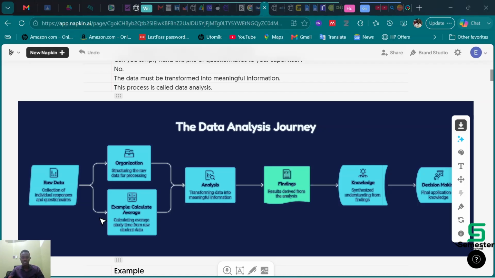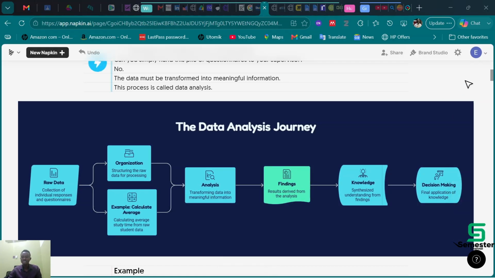You organize them, you clean, and then you start your analysis, where you transform your data into meaningful information. All right. Now, the information you gain after your analysis is what we call the results. The results you gain from this analysis will then give you knowledge. The knowledge is when you synthesize your results or your findings, right? And then finally you make a decision from the knowledge you have gained. So that is basically the data analysis journey.